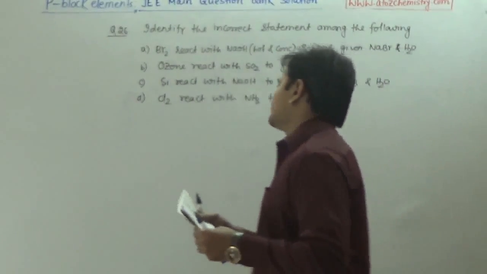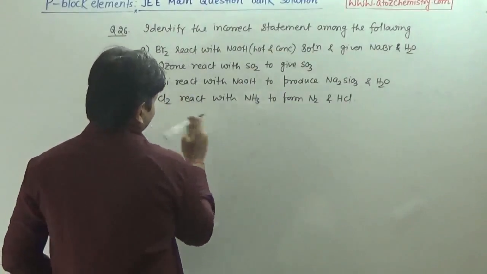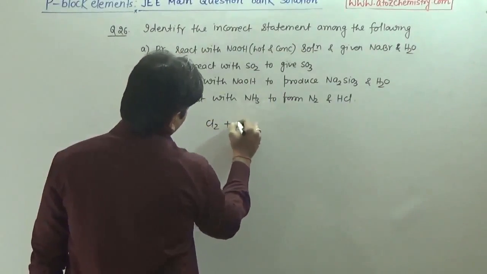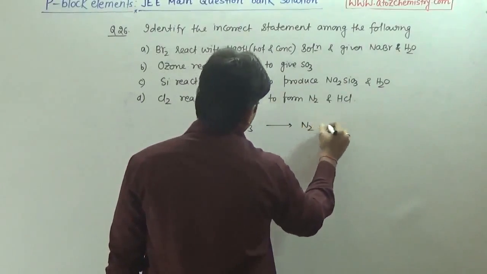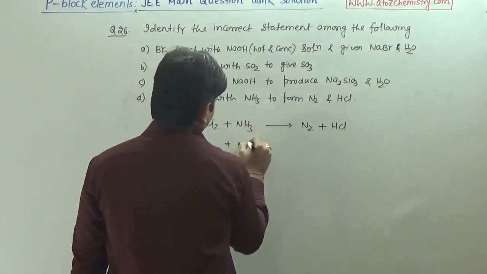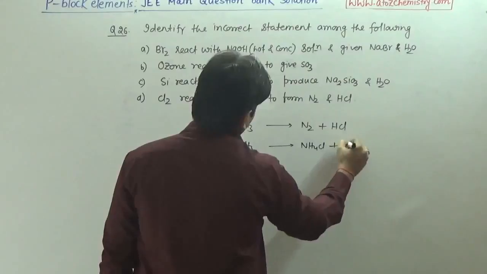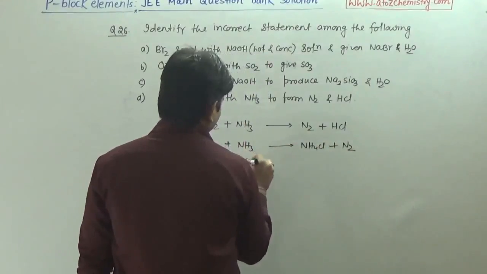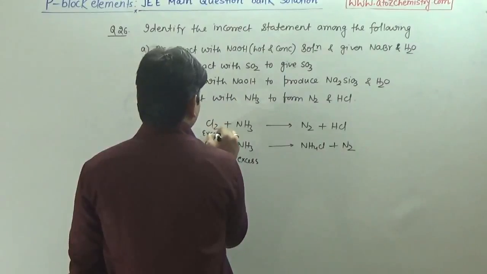If NH4Cl plus N2, I think I am telling wrong, because Cl2 reacts in two ways. With NH3, if you react it this way, then the possible product is N2 plus HCl, and the other product is NH3. If you react it as NH4Cl plus N2, if it is present in excess, then this is the product.